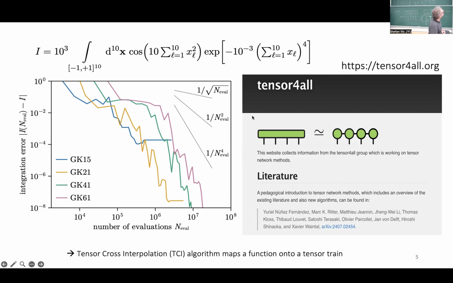And if you want to try it, there is this website. You can actually try TCI. It's open source. It's in Julia, Python, and C++.